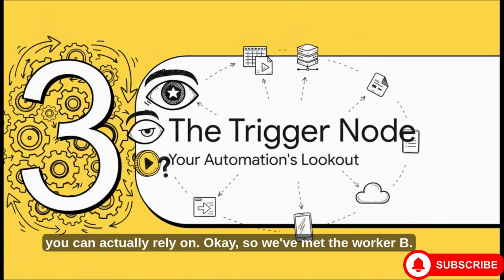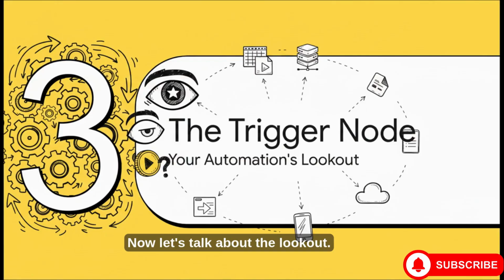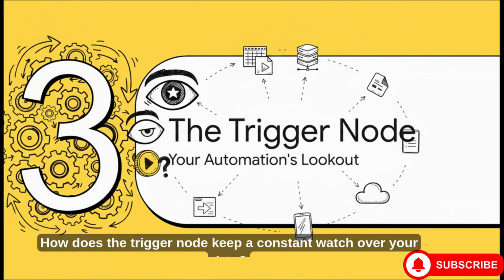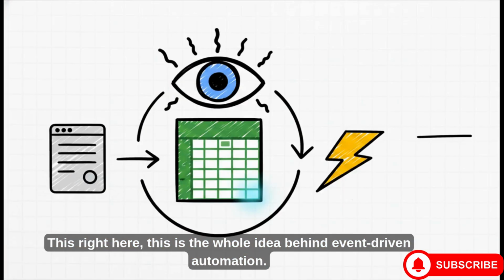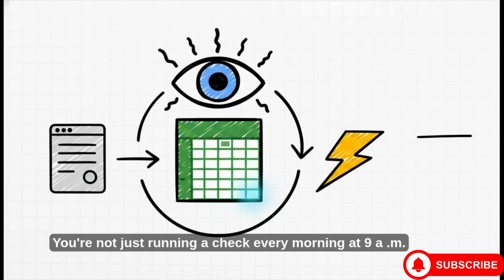Okay, so we've met the worker bee. Now let's talk about the lookout. How does the trigger node keep a constant watch over your data, always ready to spring into action? This right here, this is the whole idea behind event-driven automation. You're not just running a check every morning at 9 a.m.